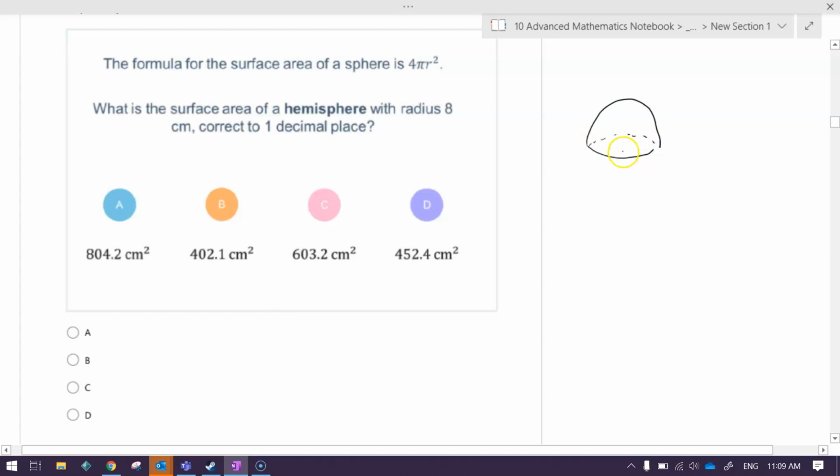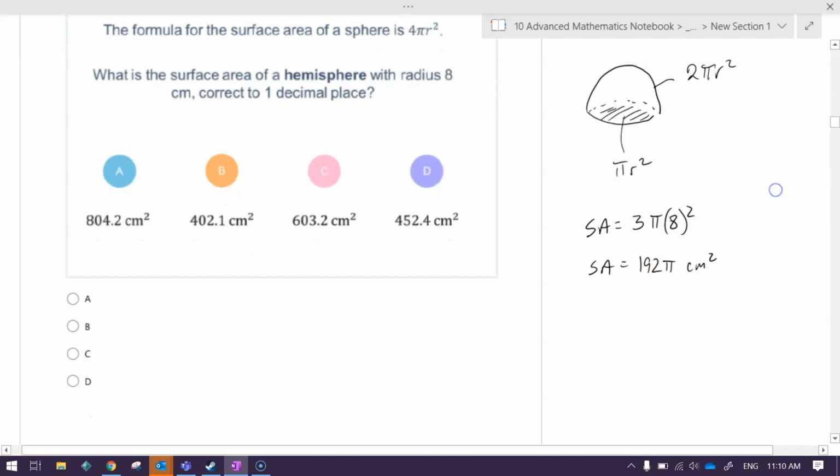Now you've got to be careful there because we've created a new side. That bottom has an area of pi r squared. The curved top has an area of 2 pi r squared because it's half of the sphere. So the surface area of the hemisphere is actually going to be 3 pi r squared, where the radius is 8. 8 eighths is 64, by 3 is 192 pi square centimetres. 192 by 3, around at 200. It's going to be close to 600, isn't it? Well, there's only one that's really viable there.